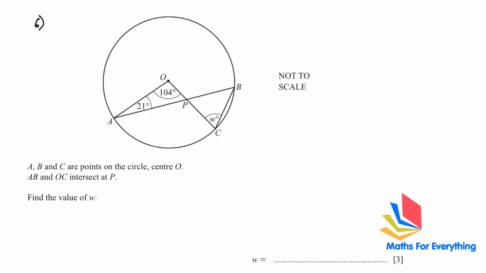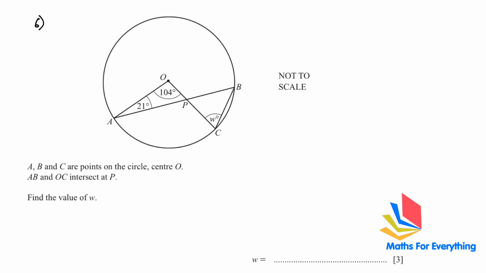Question number 6. A, B, and C are points on the circle center O. AB and OC intersect at P. Find the value of W. For this question, we have to do a few extra steps. First, we need to find this angle here. It is part of the triangle AOP. Two angles have been given, and to find the third angle, we will subtract from 180, 180 minus 21 minus 104.